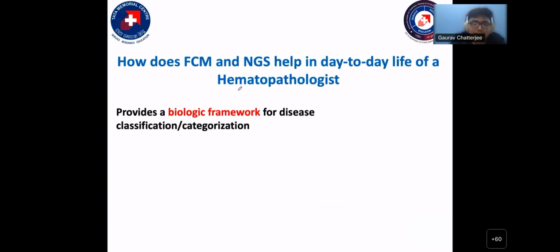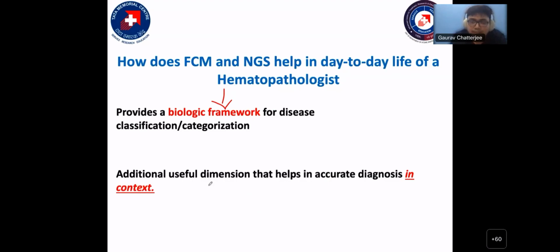So finally, I think we can end this discussion with some common themes that have emerged from this very random discussion that we had today. One is flow and NGS: why do we really need to do it? First, it provides a biologic framework for disease classification or characterization. Like Shweta showed you, the NPM1 mutation defines that AML. That is the driving mutation and the driving clinical behavior in that case. So that is why it is important to identify.